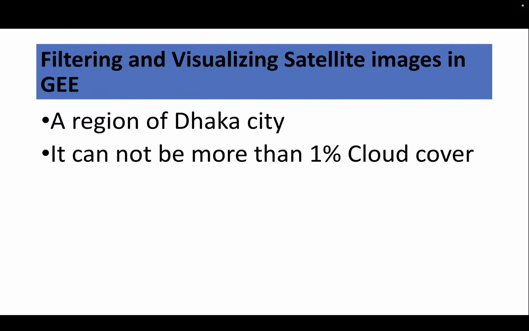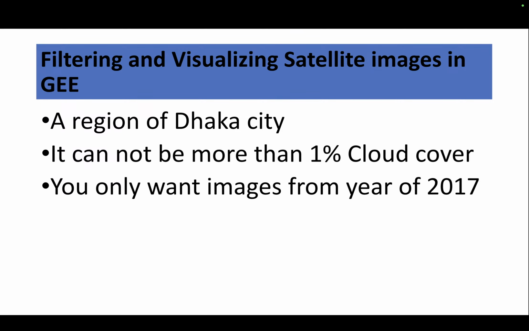Then another factor is called the image properties or image metadata. Suppose I need the image to have no more than 1% cloud cover. It cannot be more than 1% cloud cover. So this is another factor for filtering, and it's called the image metadata or image properties.